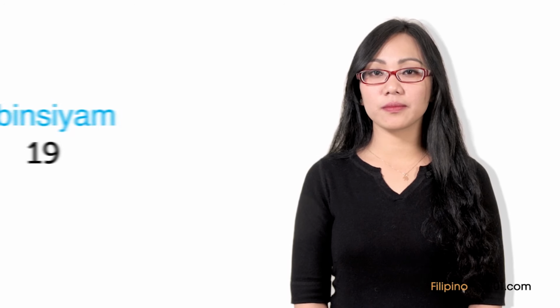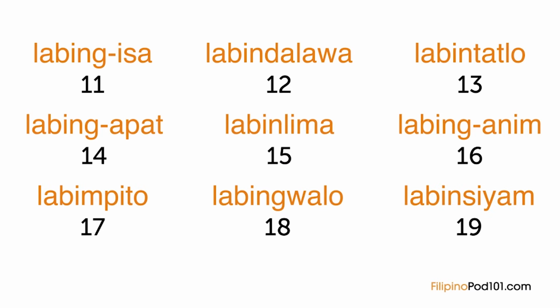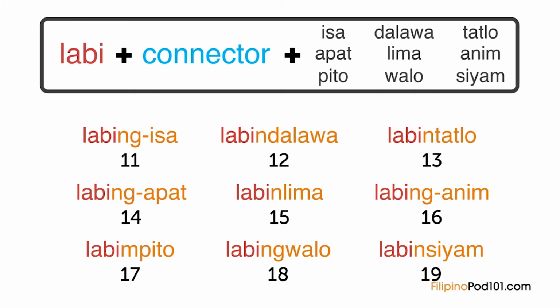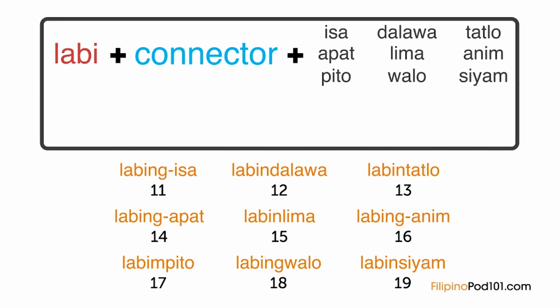These numbers may seem longer and harder to remember, but they basically follow a simple rule, which is labi plus connector plus the numbers 1 to 9. In Filipino, the connector is usually NA if the letter before it is a consonant, and NG if the letter before it is a vowel. In this case, since labi ends with I, then we'll be using the NG connector.